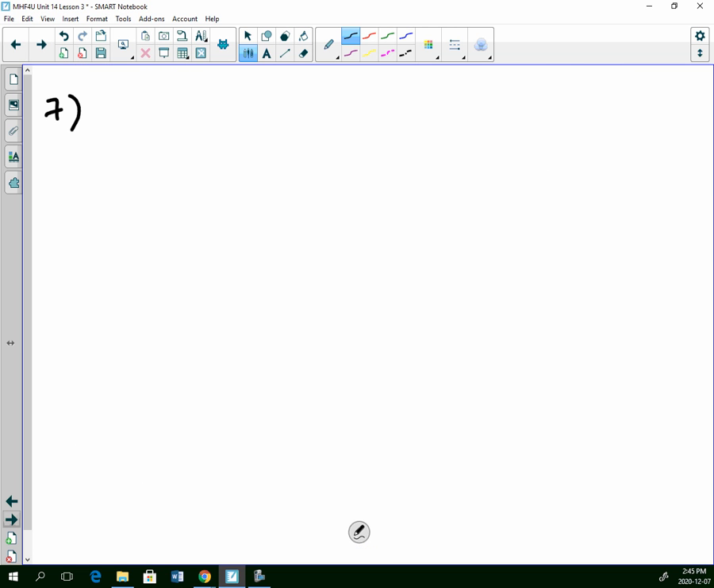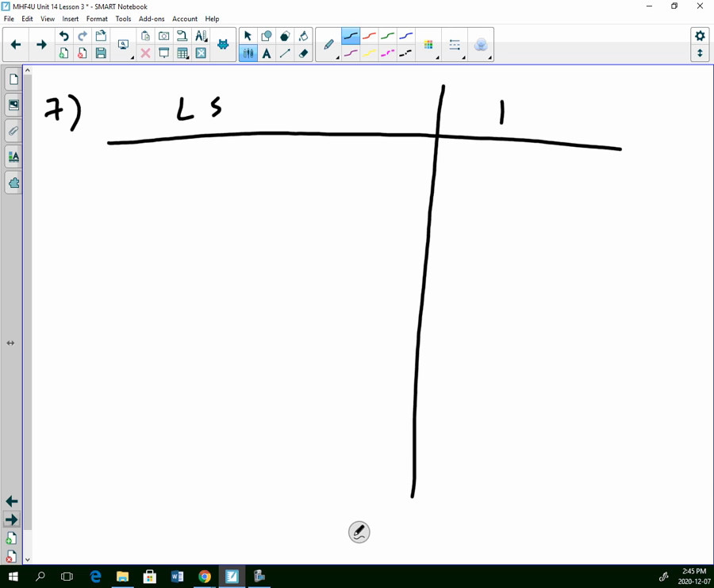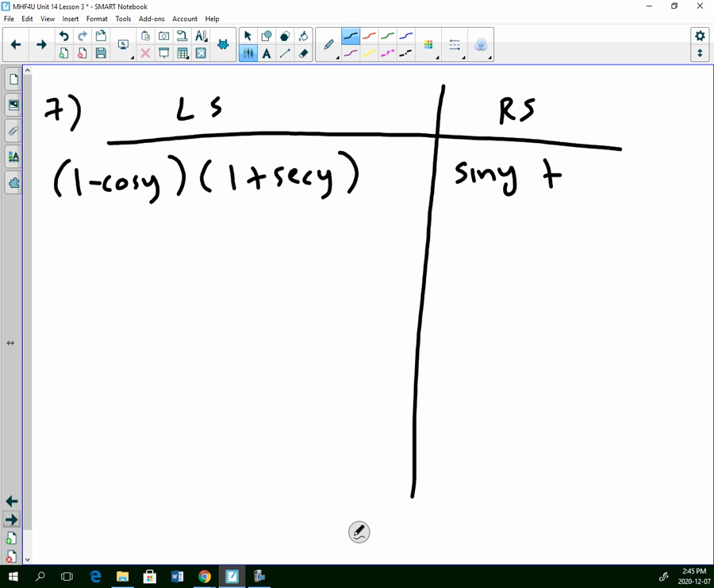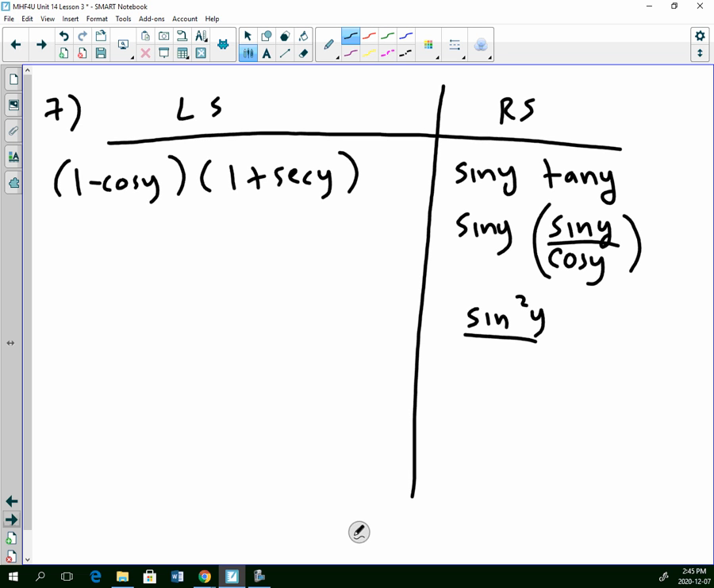Okay, number 7. Isn't this fun? Okay, we have 1 minus cos y and 1 plus secant y on the left. And on the right, we have sine y times tan y. So on the right, I'll just change tan to sine over cosine, and then I'll just multiply them together. All right, so it's not much to do there. Change tan and then simplify by multiplying together.